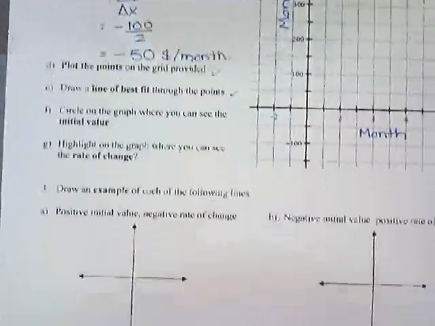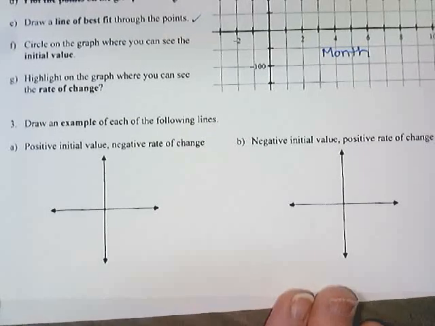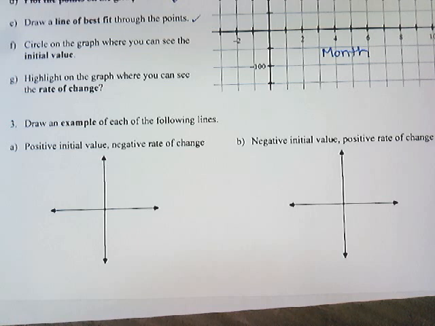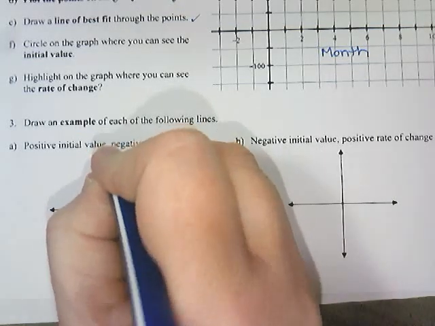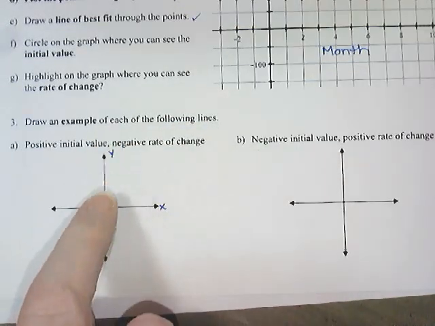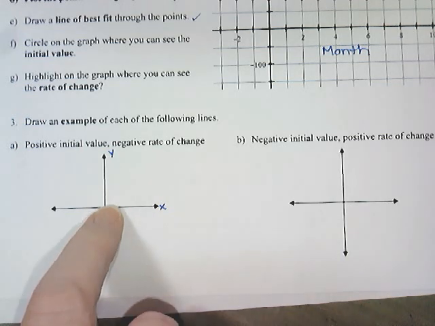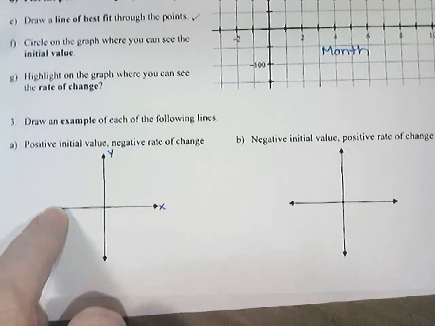All right. So question number 3 on this page says, draw an example of each of the following lines. We're looking for something with a positive initial value, negative rate of change. So I just have a little XY axis here, right? The X is the horizontal part. The Y is the vertical part. Positive numbers go up on Y, negative go down. Positive on X goes this way, negative goes that way.